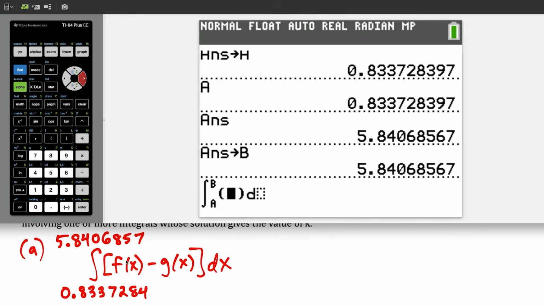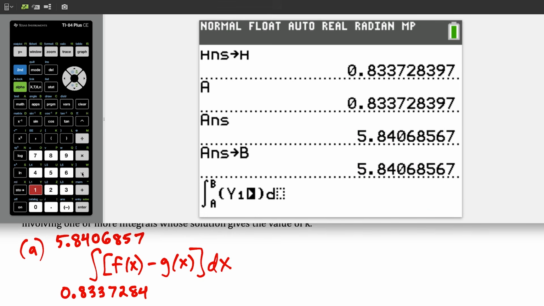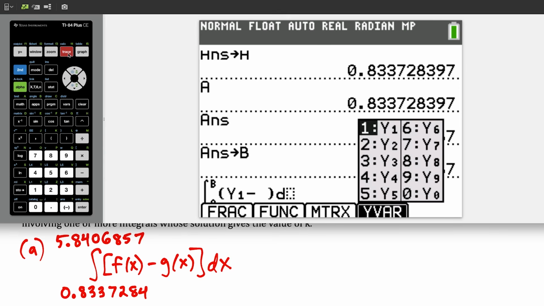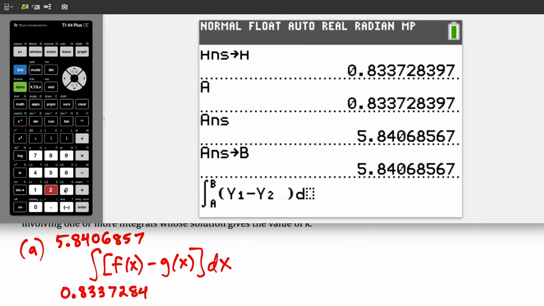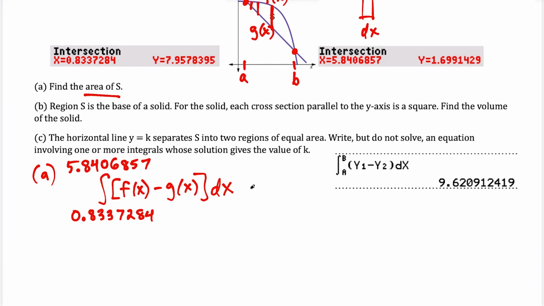And now we have f of x minus g of x, but we wrote f of x in the y1 spot. So we're going to press alpha trace y1 minus alpha trace y2, which is where we wrote g of x. So we type this in the fast way and press enter, and here is our solution to part A. Our answer to 3 decimal places is 9.621.